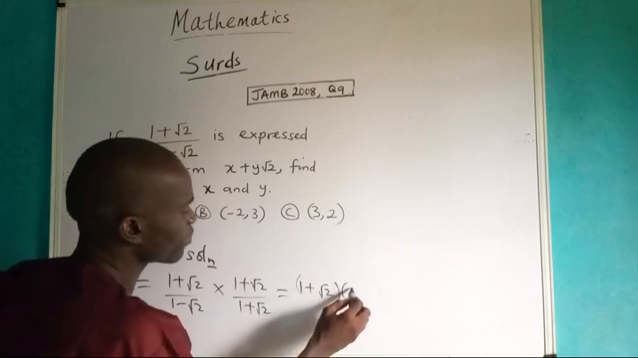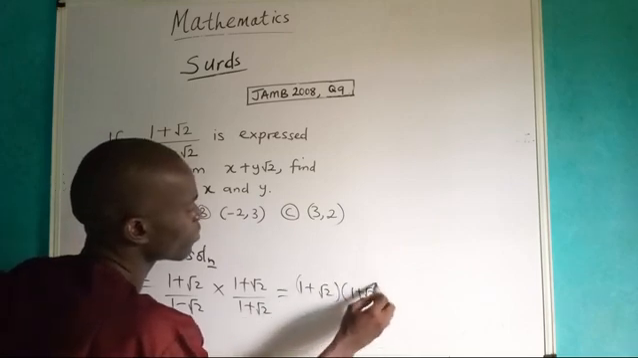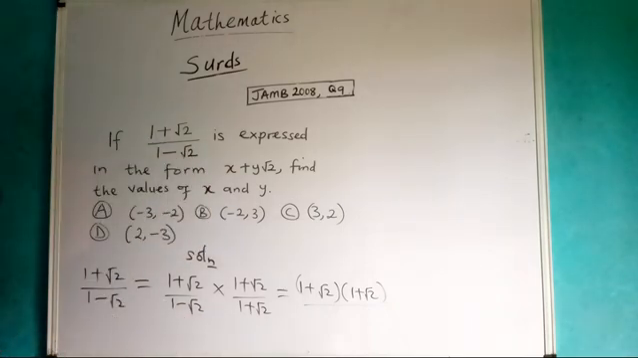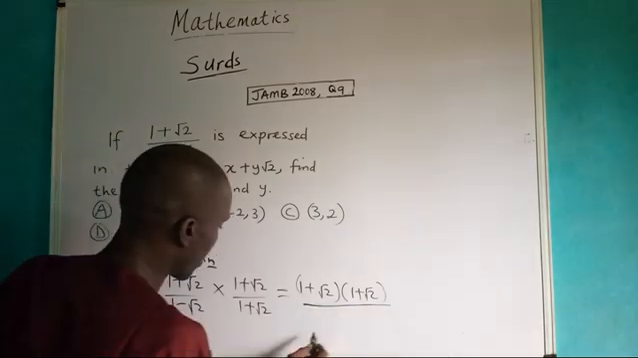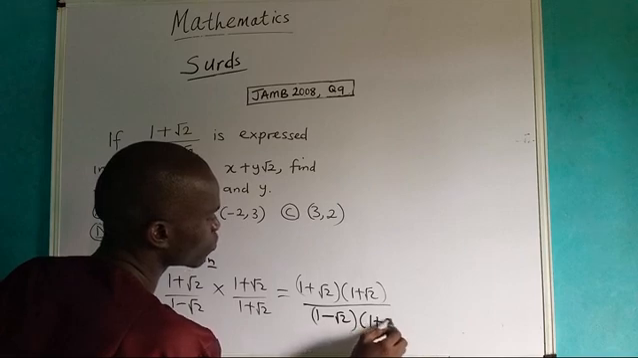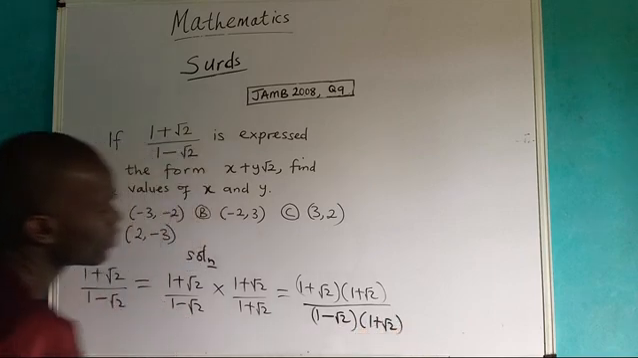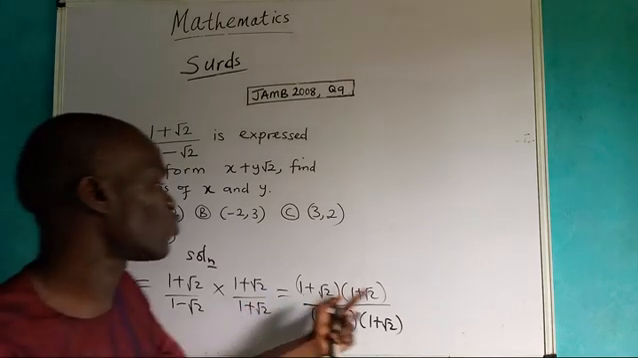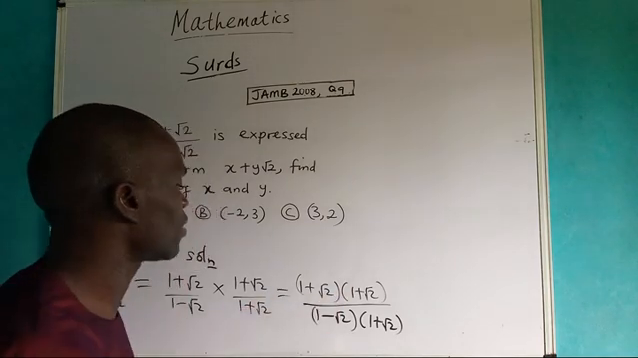Okay, this is what I have here for the numerator. While for the denominator, I will also bring it together. I have 1 minus 2, and then I also have 1 plus root 2. This is what I have at the denominator. Now, what can we do? Now I need to expand the numerator and I will also expand the denominator.